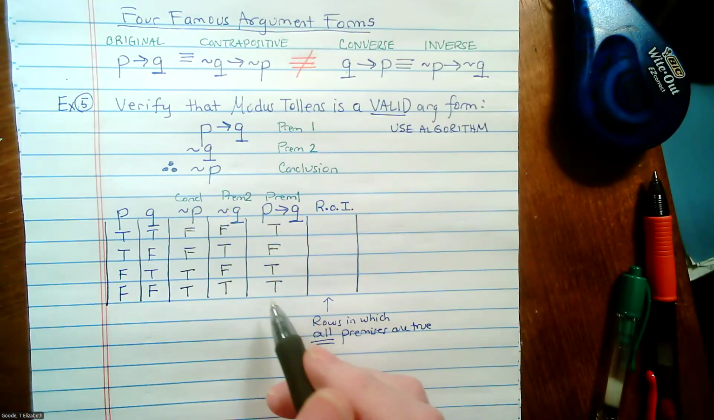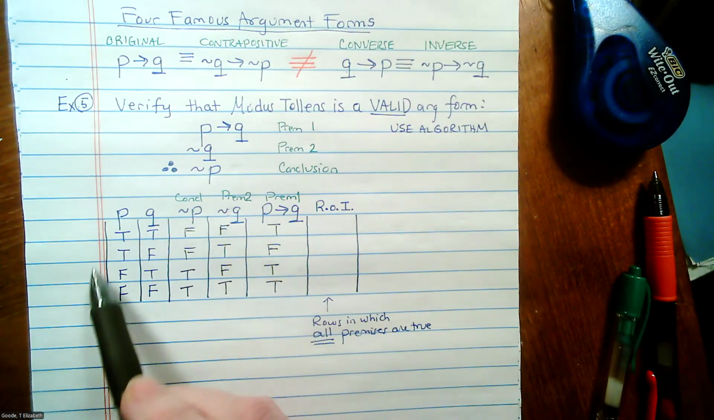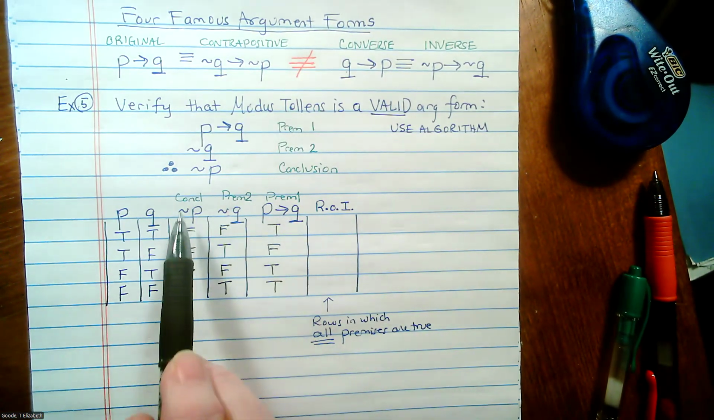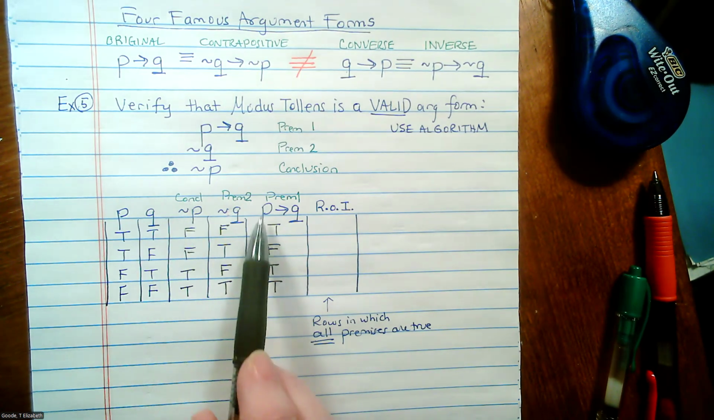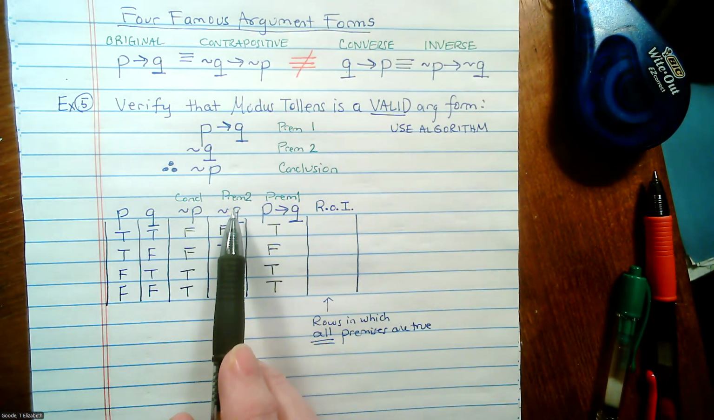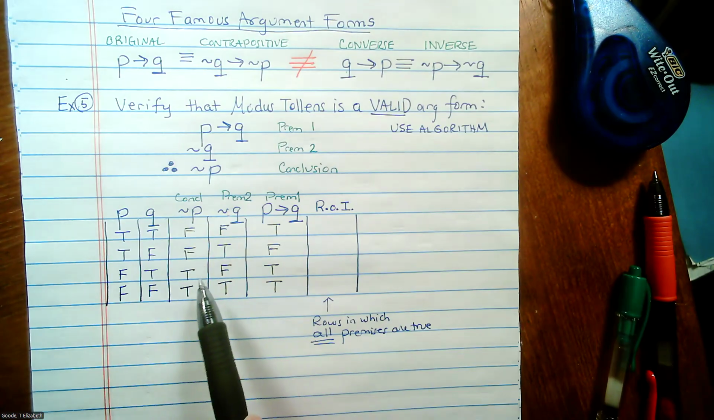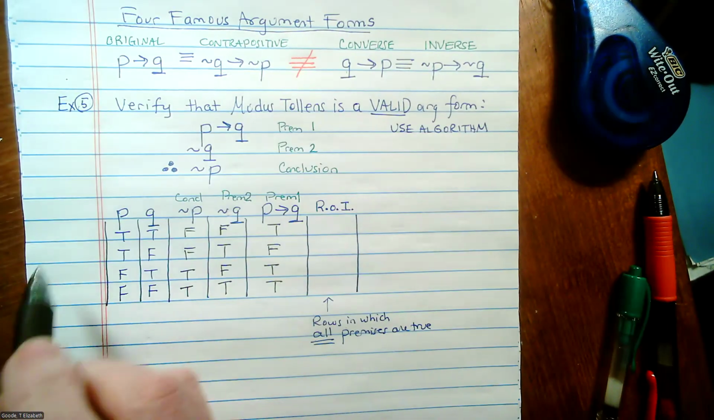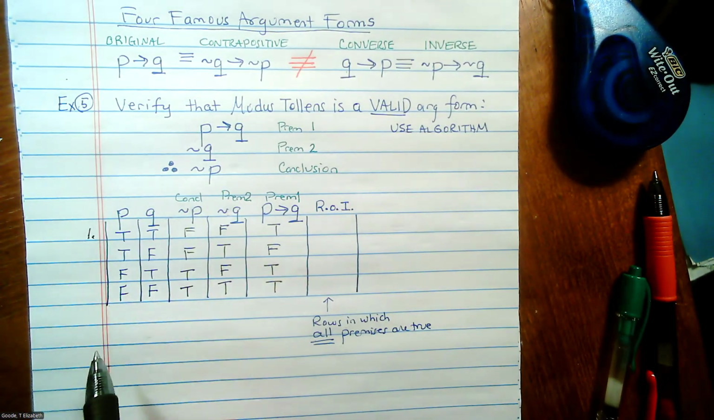All right, that's step 1. We have our truth table with a column for each premise, and they are labeled, and a column for the conclusion. And we do want to do that labeling because now in step 2, we identify the rows in which all premises are true. Are all the premises true in row 1?